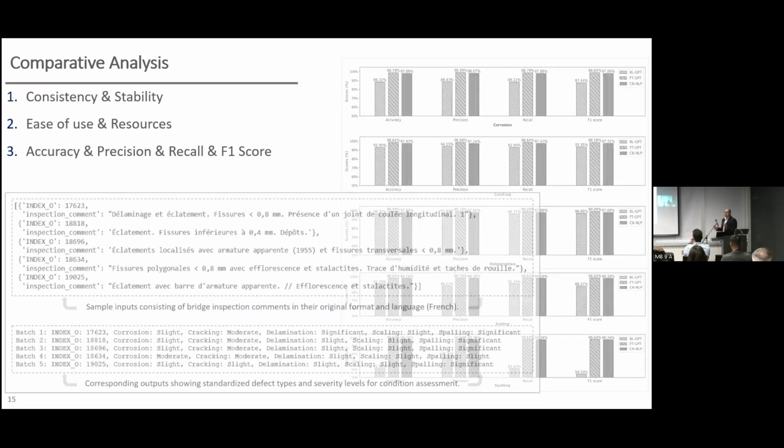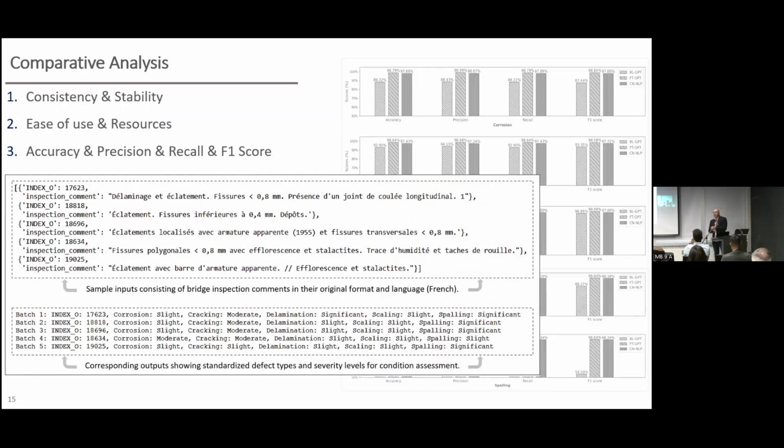And the comparison between these three models, which are the conventional natural language processing model, the baseline generative pre-trained transformer or large language model, and the fine-tuned one, was based not only on precision, accuracy, and recall, but also on consistency of the output, stability of the results, ease of use, coding resources needed, and so on. This is one example that was sent to the model, and this is the output. As we can see, it's consistent through different examples.